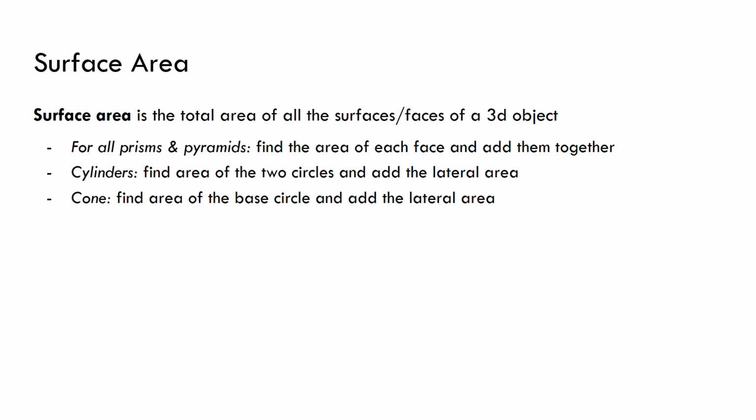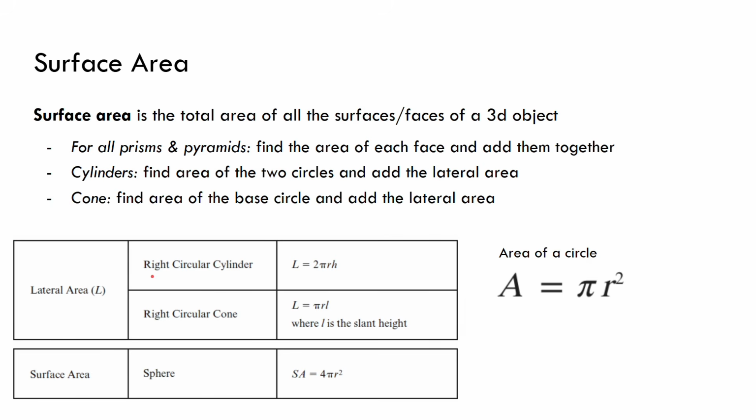To find the surface area of a cone, you want to find the area of the base circle and then add the lateral area. And the lateral areas for the cylinders and cones will be given on your reference sheet. You can see that there's the lateral areas for the circular cylinder and the circular cone. The surface area of a sphere is also given, and then the area of a circle is just pi radius squared.